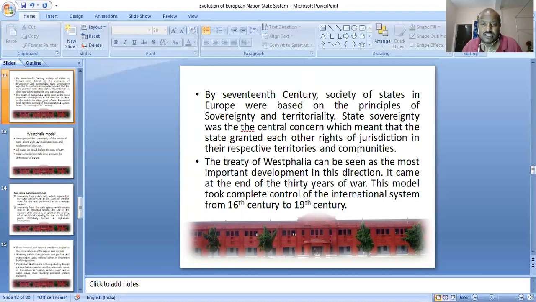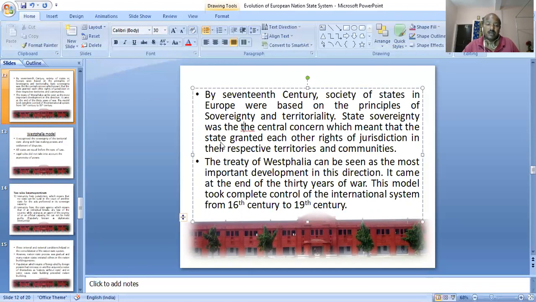By the 17th century, the society of states in Europe was based on the principles of sovereignty and territoriality. State sovereignty was the central concern, which meant that states granted each other rights of jurisdiction in their respective territories and communities.